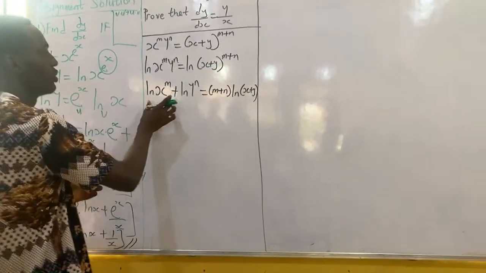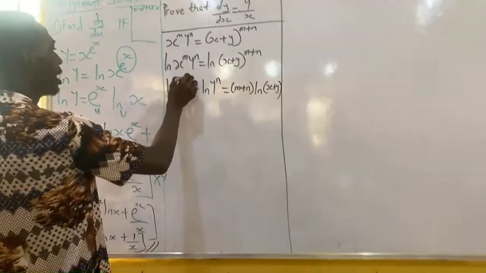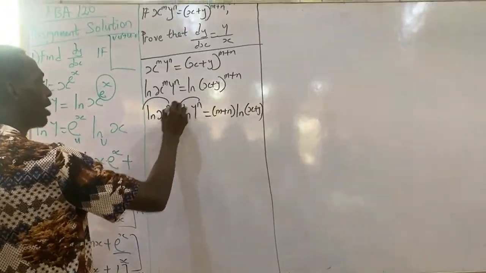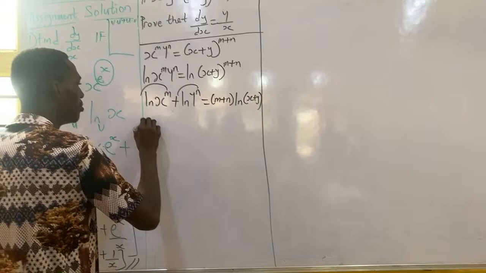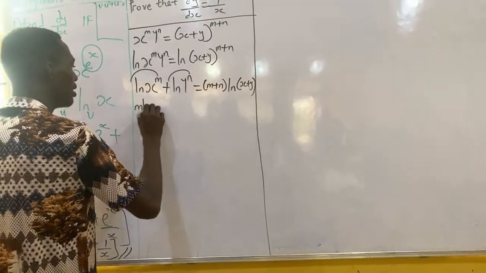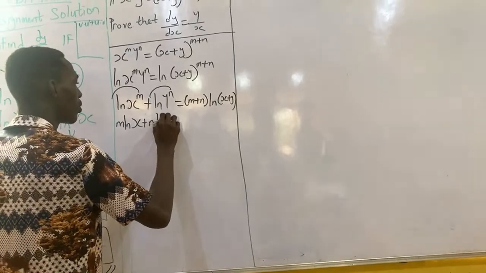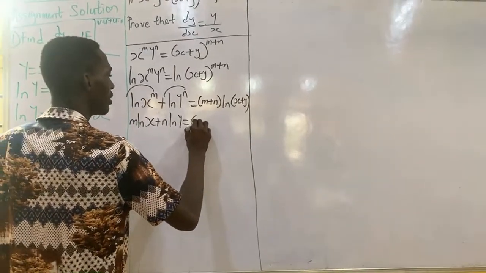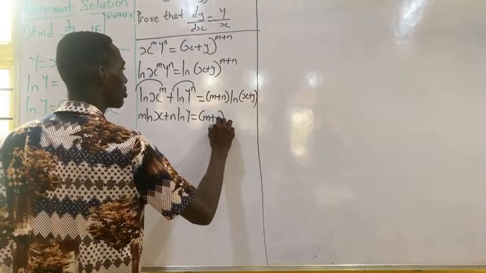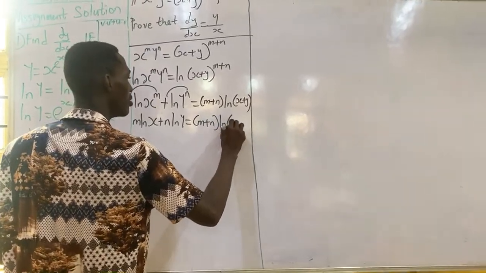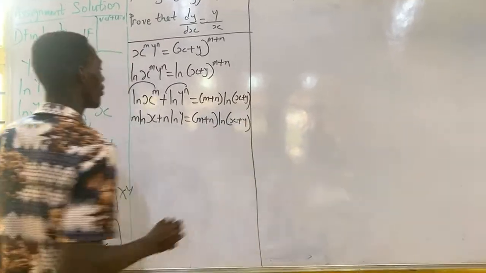The way we did this, we will do this like that. So this is coming back, this is coming back. So this will be m ln x plus n ln y is equal to, let's still rewrite this as m plus n close bracket ln x plus y.